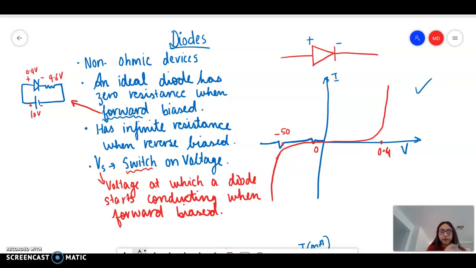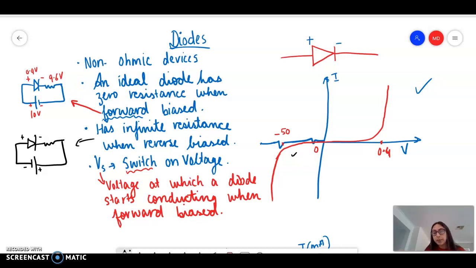Now, let's have a look at reverse biased. Reverse bias means when the positive end of the diode is connected to the negative end of the battery. Now, the diode has infinite resistance in this position and it does not conduct. So you can see here, this part of the graph is the reverse biased one.